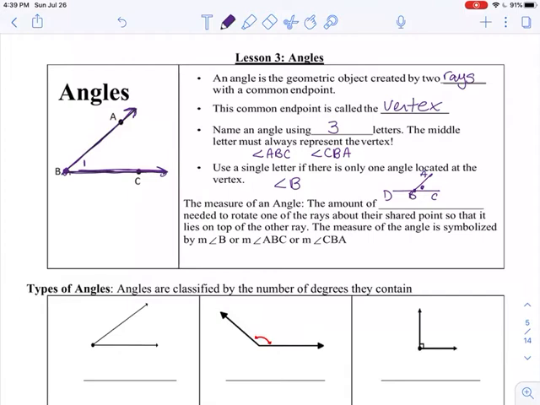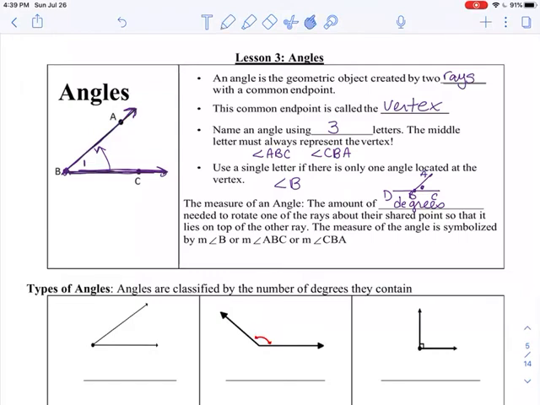Now, angles are measured in degrees. So the measure of an angle is the amount of degrees needed to rotate one of the rays about their shared point so that it lies on top of the other ray. So if I was to take this ray BC and rotate it, how many degrees am I rotating it so that it lays on top of that other ray? The measure of the angle is symbolized by M, so I use this M, the measure of angle B, or the measure of angle ABC, or the measure of angle CBA.